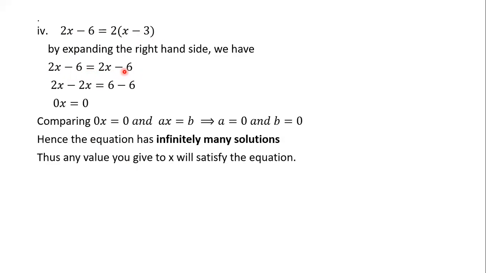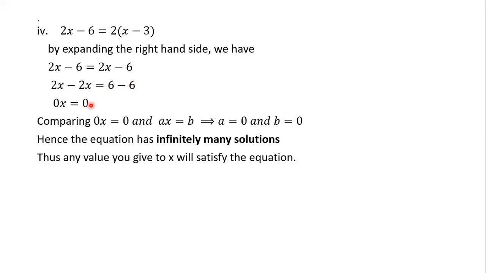No fraction, no bracket. So we can now group like terms. So we can send 2x to the left side and 6 to also the right side. So we have 2x minus 2x equal to 6 minus 6. Now 2x minus 2x, we can get what we call 0x, which is same as 0. So 0x, 6 minus 6 is 0. So we are having 0x equal to 0, which is in the form of ax equal to b. Here, a equal to 0 and b equal to 0.